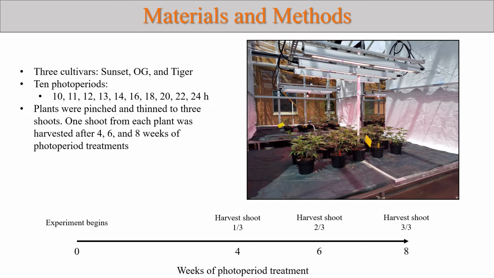At the beginning of the experiment, all plants were pinched and thinned to 3 shoots. And then 1 shoot from each plant was harvested after 4, 6, and 8 weeks of photoperiod treatments. So the entire experiment went for 8 weeks. Each plant had 3 shoots at the beginning of the experiment. And then 1 shoot was harvested on week 4, 1 shoot on week 6, and then 1 shoot on week 8.